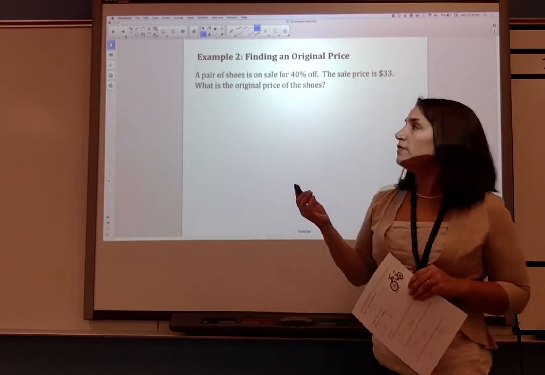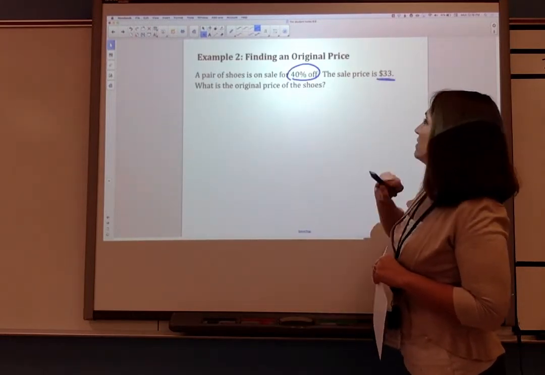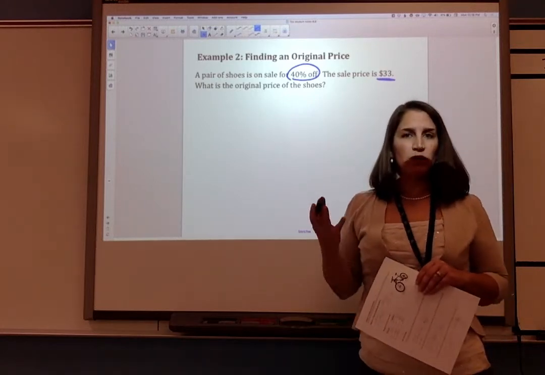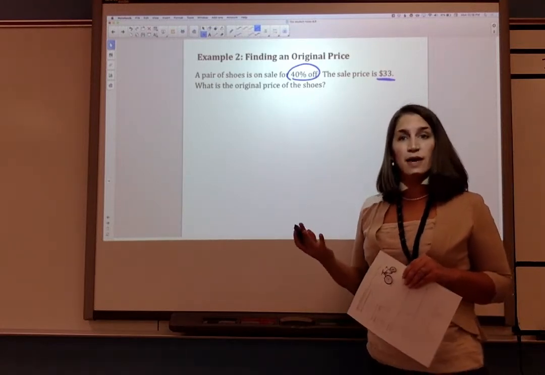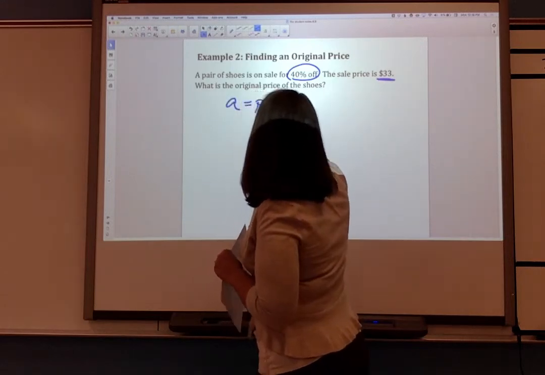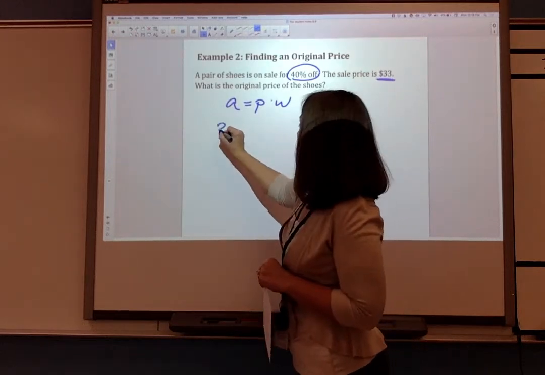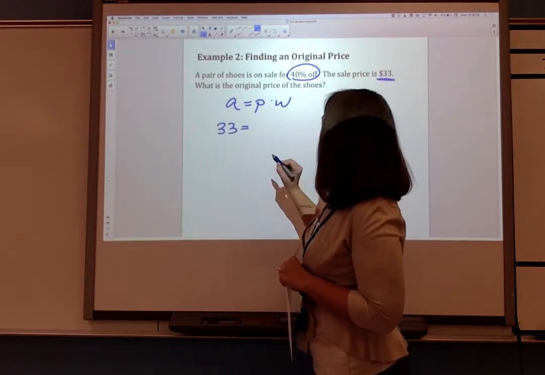So we see that a pair of shoes is on sale for 40% off. The sale price is $33. We want to figure out, well, how much were they before the discount? So we're going to use our percent equation. A equals P times W. And our part is the sale price, 33.